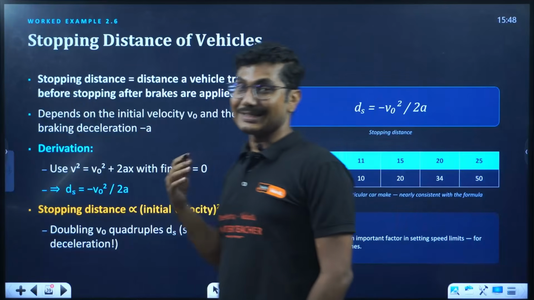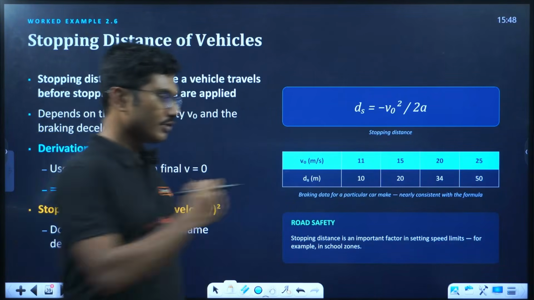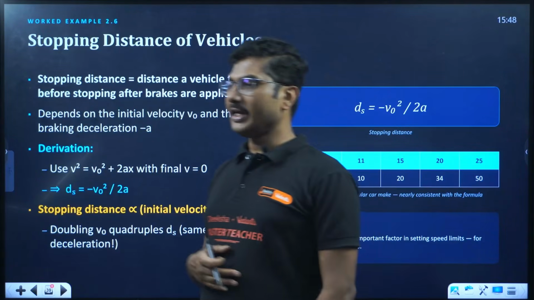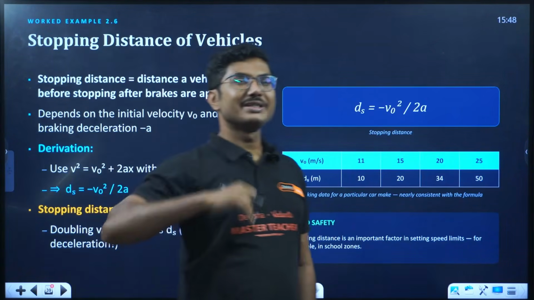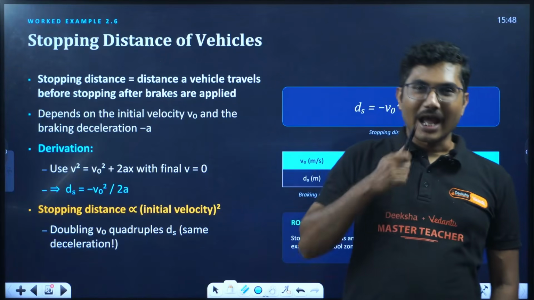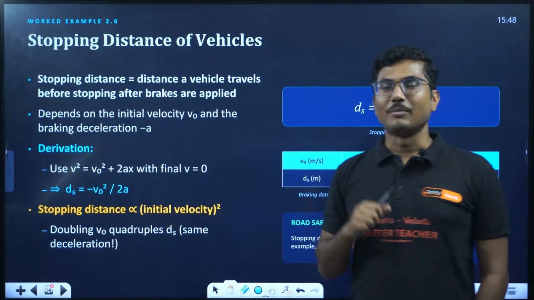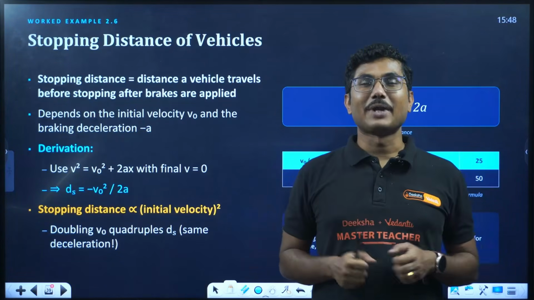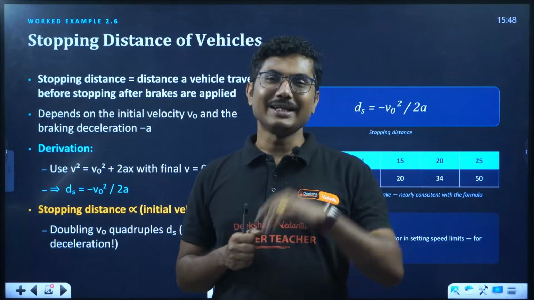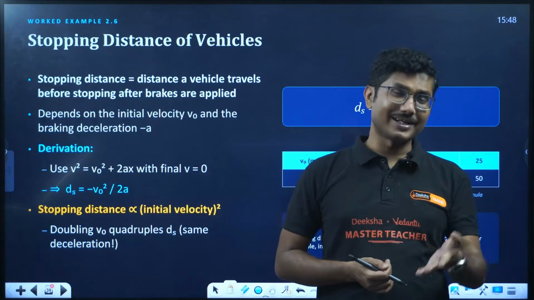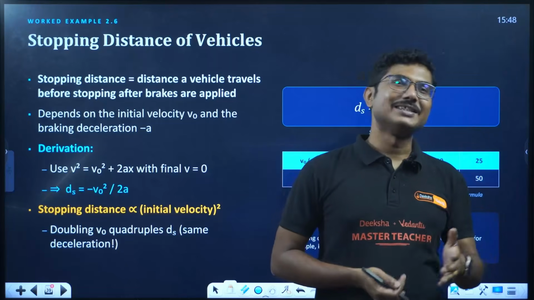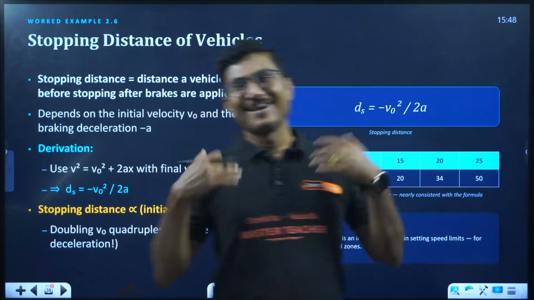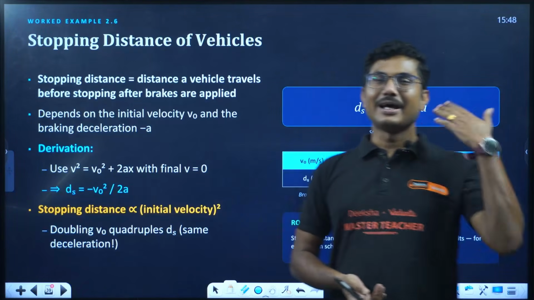Now negative acceleration is called deceleration. Acceleration means speed is increasing, deceleration means speed is decreasing. That's why negative acceleration is called deceleration. When I am increasing my speed by pressing my accelerator, and if I apply brakes, then basically I am applying deceleration. The accelerator gives you acceleration, and the brakes give you deceleration. Brakes basically decrease the velocity.